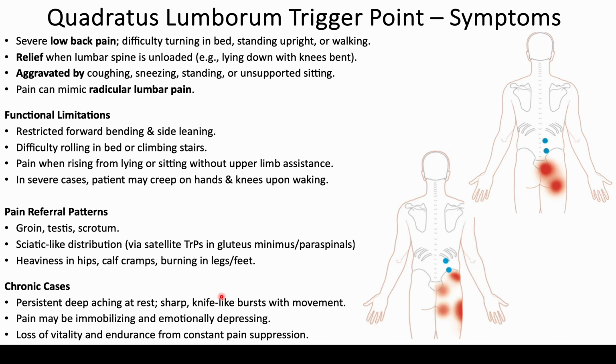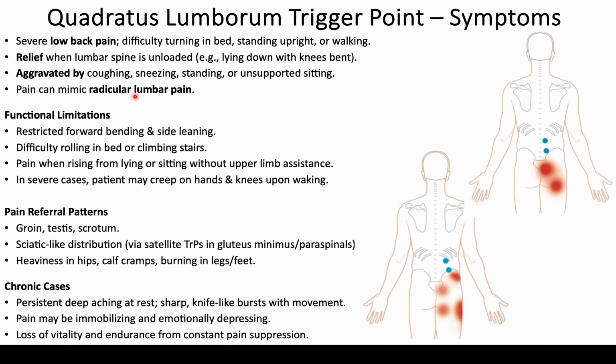Trigger point symptoms: severe low back pain, difficulty turning in bed, standing upright or walking, relief when the lumbar spine is unloaded, meaning when lying down with knees bent. It's aggravated by coughing, sneezing, standing, or unsupported sitting, and pain can mimic radicular lumbar pain. So all of this indicates your typical low back patient that's had a very bad back spasm and seems to think that it's a disc issue, where in turn it could be more of a QL issue.